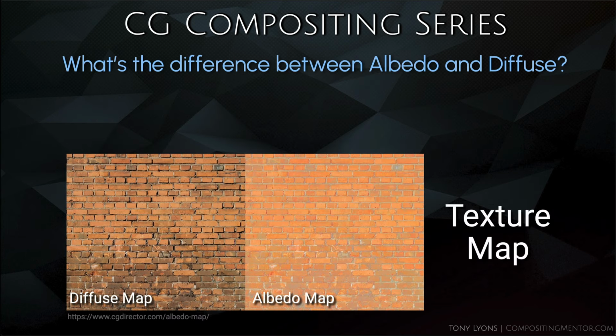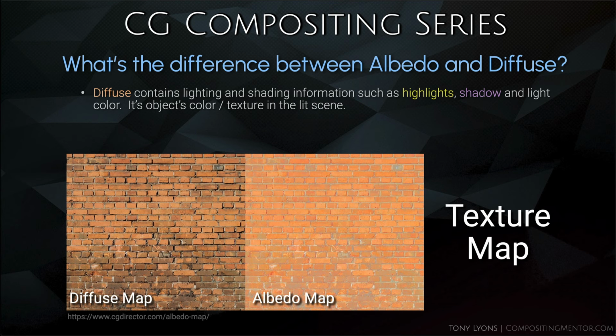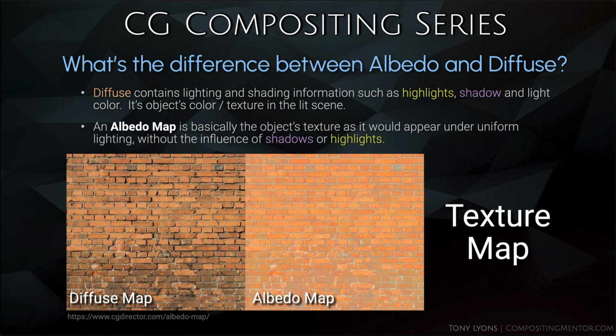What's the difference between albedo and diffuse? Diffuse contains lighting and shading information such as highlights, shadow, and light color. It's the object's color or texture in the lit scene. An albedo map is basically the object's texture as it would appear under uniform lighting without any influence of shadows or highlights. So here we see an example of a texture map, something that would go into UV space on a 3D object. And we can see the old diffuse map, maybe before physically based rendering, had still some of the shadow and the highlights from the photography of the brick wall.